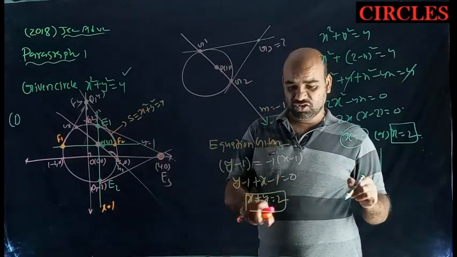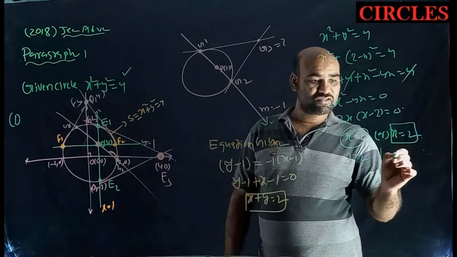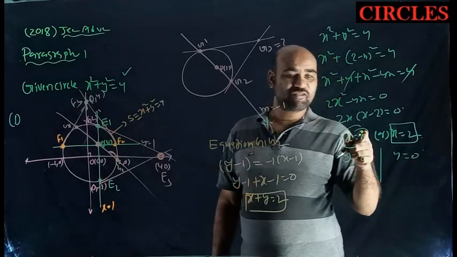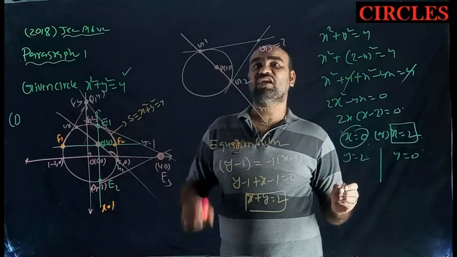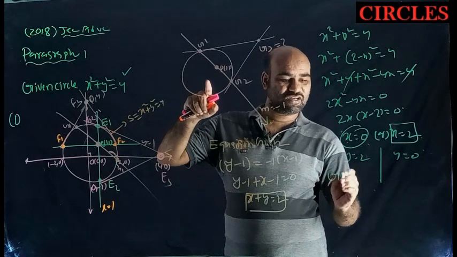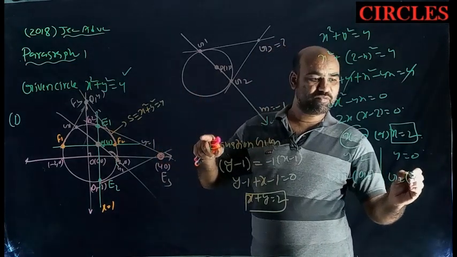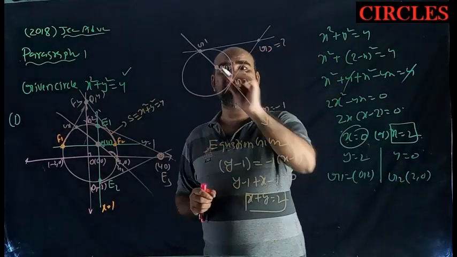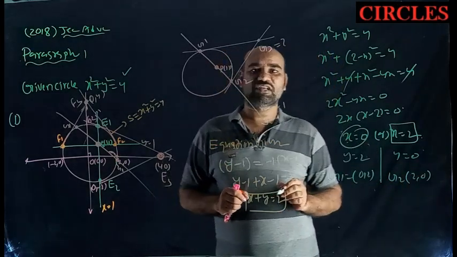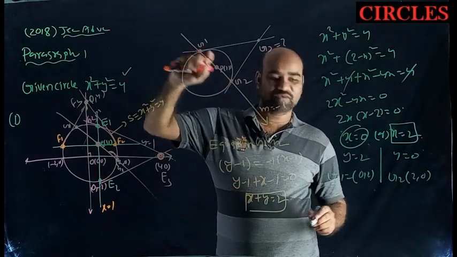If x = 0, y = 2, or if x = 2, y = 0. So one point is (0, 2) and the other point is (2, 0). I can take G1 as (0, 2), and then automatically G2 becomes (2, 0). Now we have the points, and at these points we want to find the equations of the tangents. First, I want to find the equation of the tangent to the circle at this point.